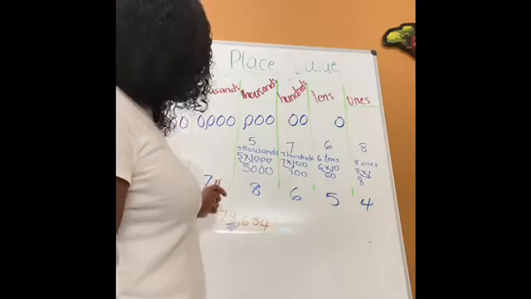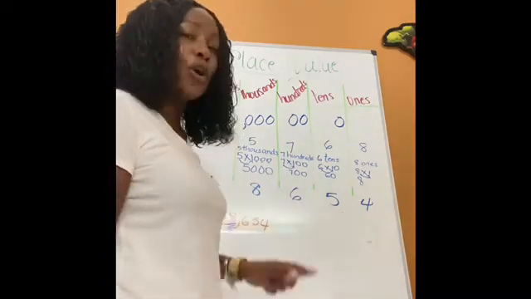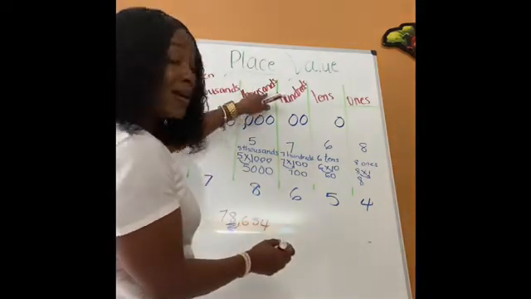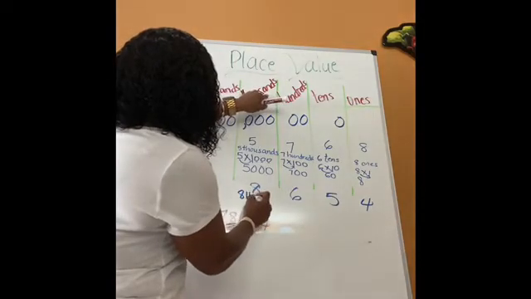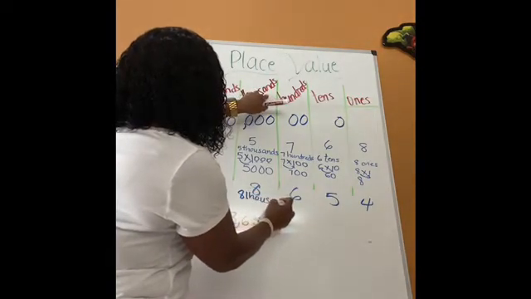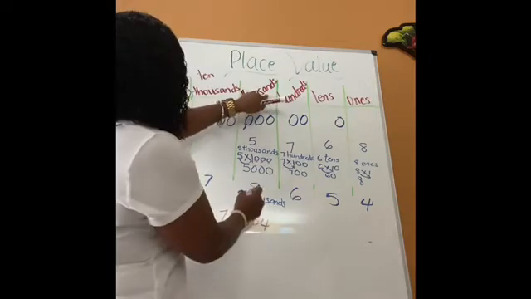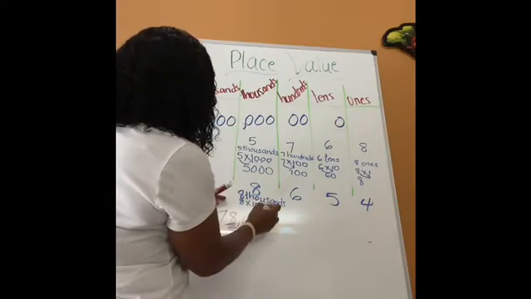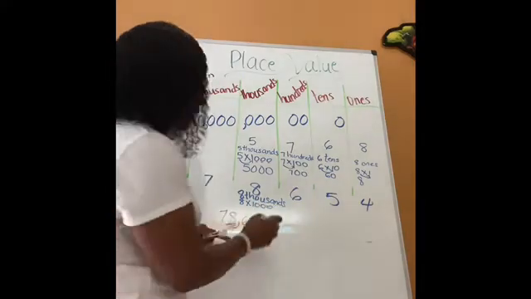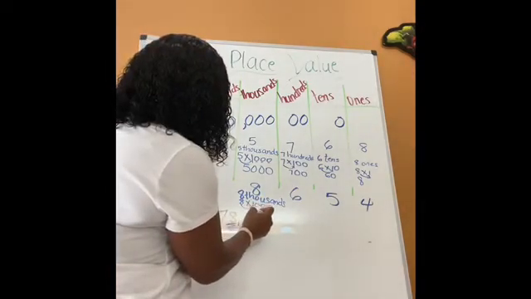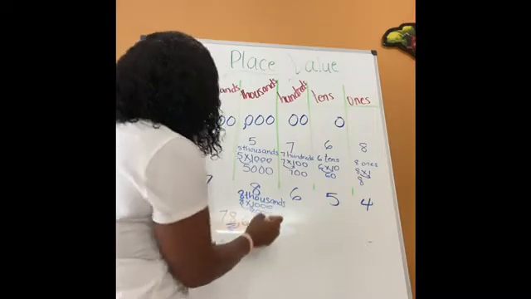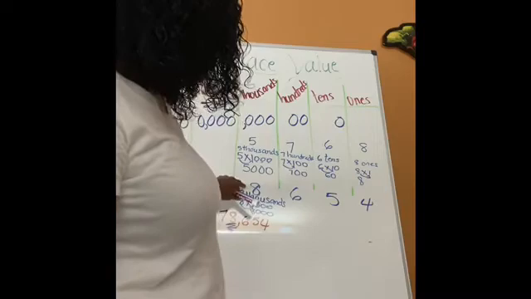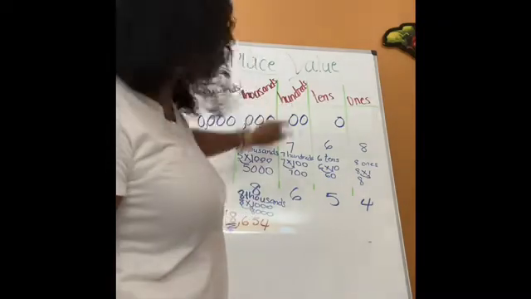So I'm not troubling 7, 6, 5, or 4. Only the 8. So it's in the thousands column. So it's 8 thousands, written as 3 zeros, 8 times 1,000. And I can multiply across. 8 times 1 is 8. 3 zeros, 8 thousands. So the value of the 8 is 8 thousands.